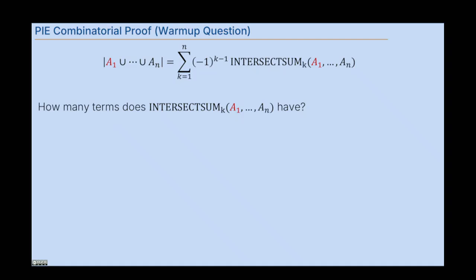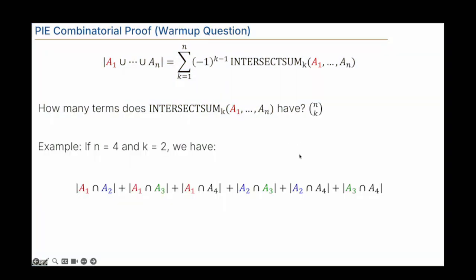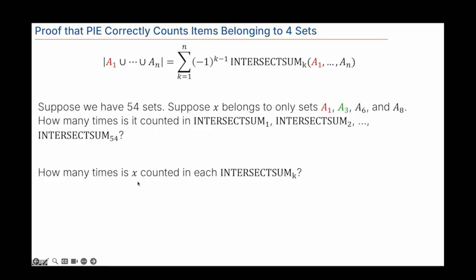N choose k, right. So for example, if we have n equals 4 and k equals 2, so that's what we saw before, we have 4 different sets, the red one, the blue one, the green one, and the black set. And we're adding up all the pairwise intersections. So how many different ways are there of forming pairs? Well, there's 4 choose 2. Okay, so that's why it's n choose k. Or in this case, 4 choose 2. Okay, so warm up.